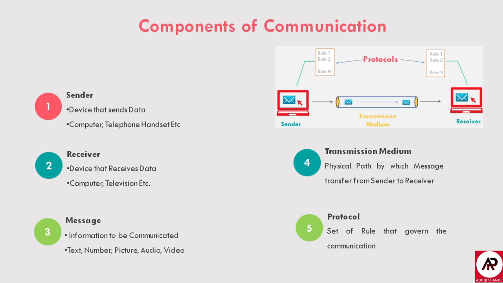The final component is the protocol, which is a set of rules that governs the communication, which means for proper communication to take place, we have to follow or use certain protocols. For example, HTTP and FTP are protocols that must be agreed upon by the communicating parties to transfer data from a sender to a receiver. This is all about the components that are involved in data communication.